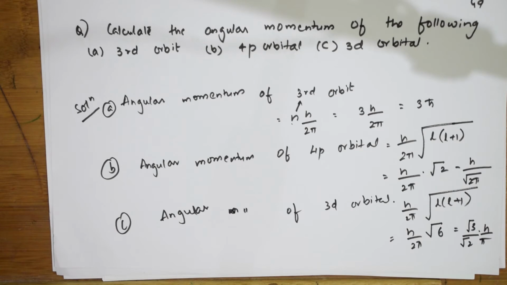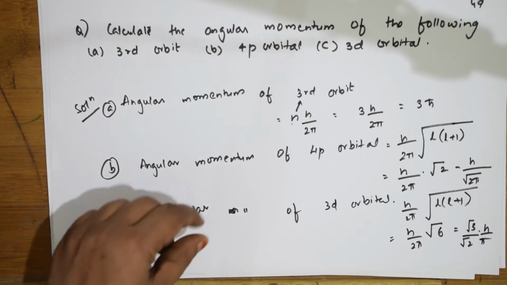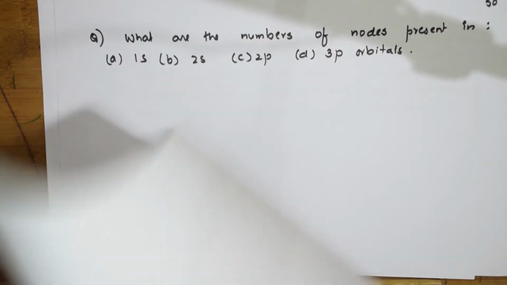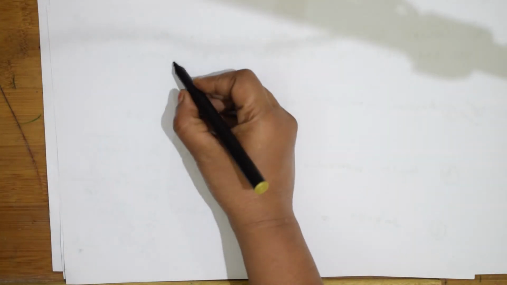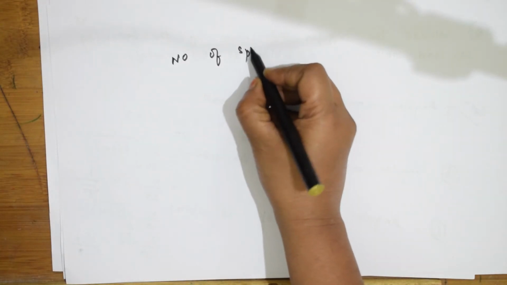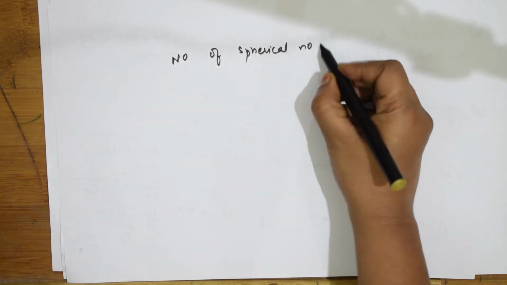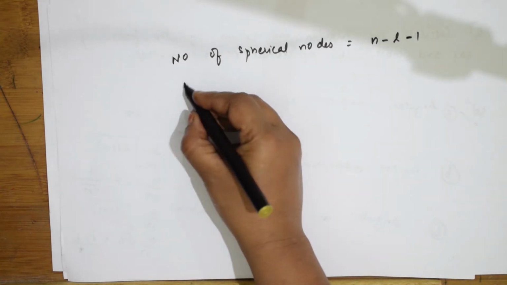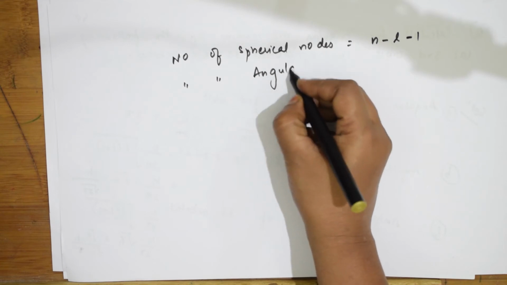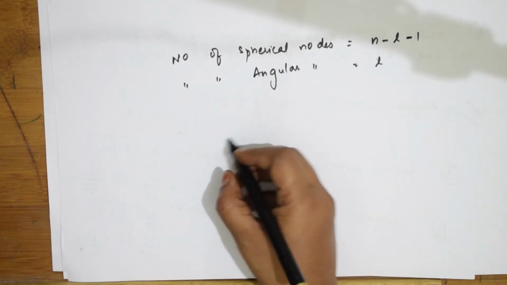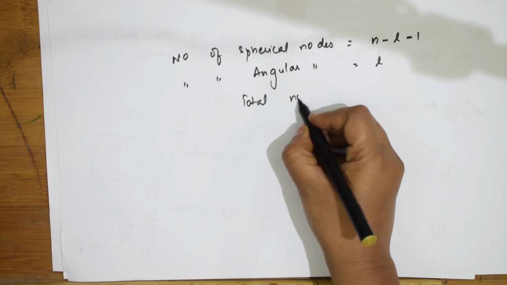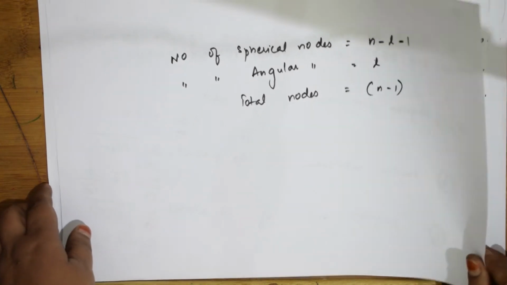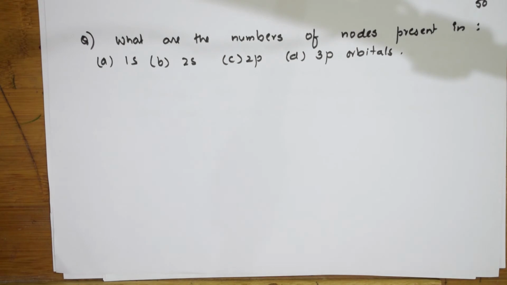This is a sum. How do I write this total number? We have a formula again. They've asked me how to calculate angular momentum. I did. So here, number of spherical nodes. You should write that. What is the formula which we use? I'm giving it as an extra thing. For calculating the spherical nodes, n minus l minus 1. This is the spherical nodes. If I have to calculate angular nodes, what is the formula? It is l. If I have to calculate the total nodes, the formula is n minus 1. Hope this is clear, students. Right. Let's come back and do one more numerical.